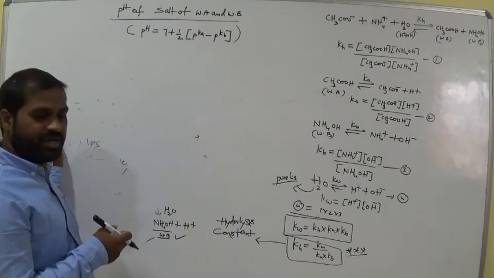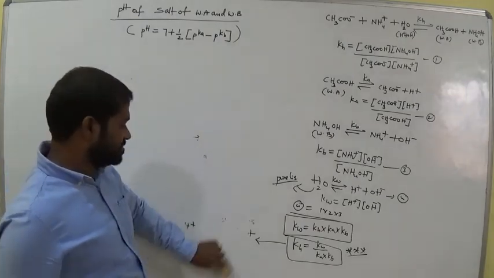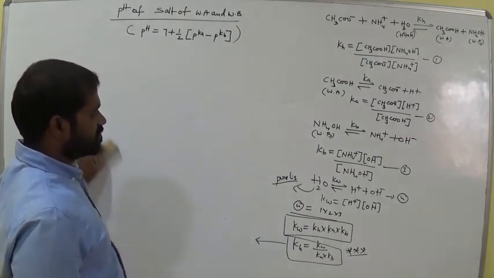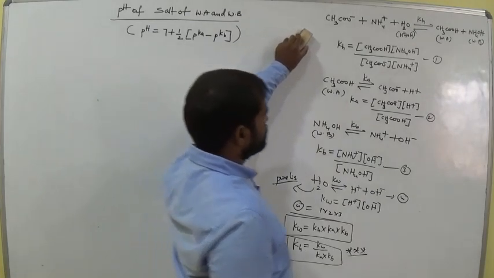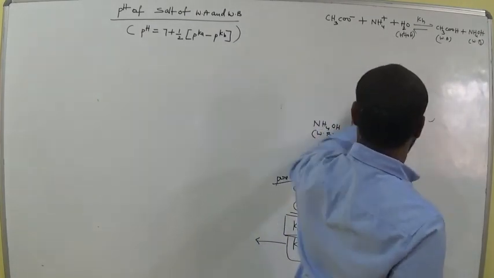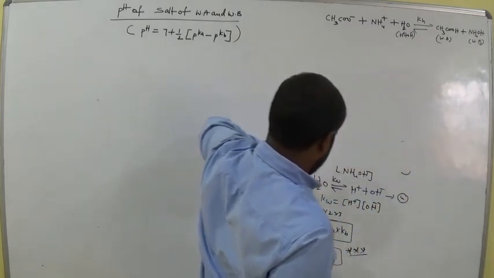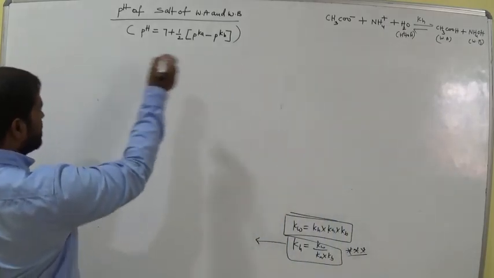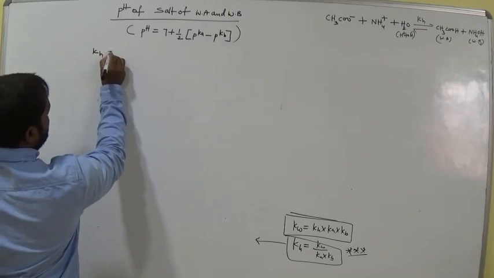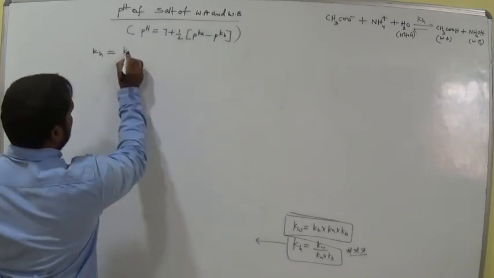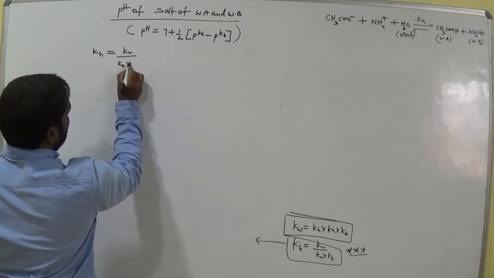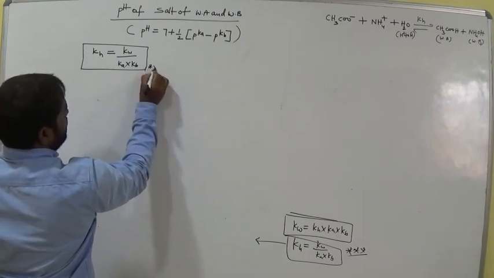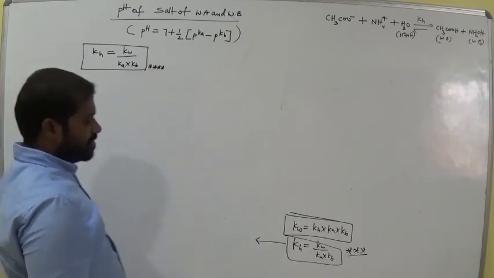Here we get both H plus and OH minus also. Am I right? Finally, what is the expression here? That is Kh equals Kw by Ka into Kb. Okay, is it clear, ma, up to here?